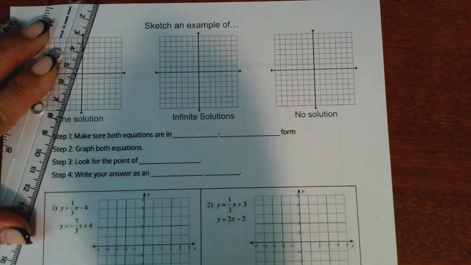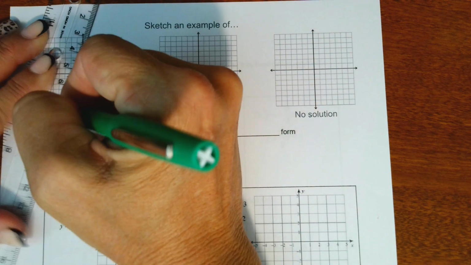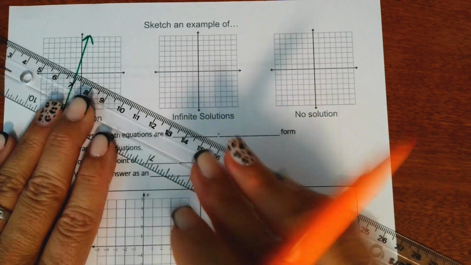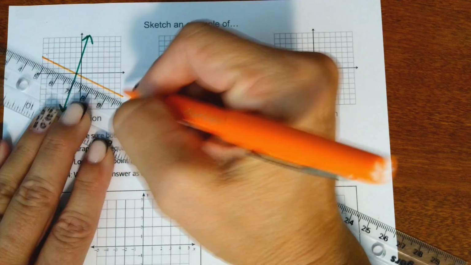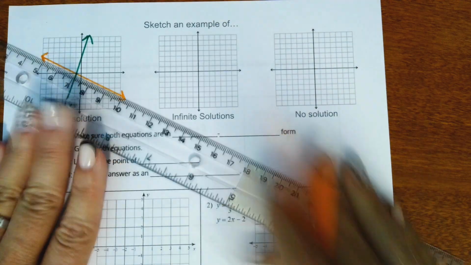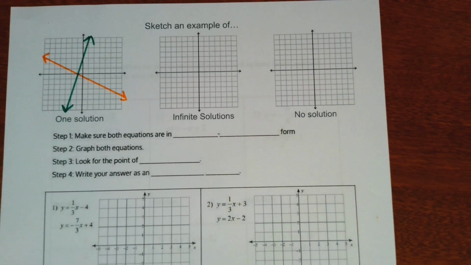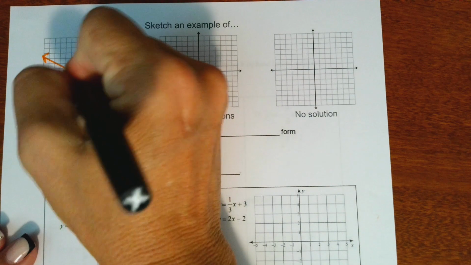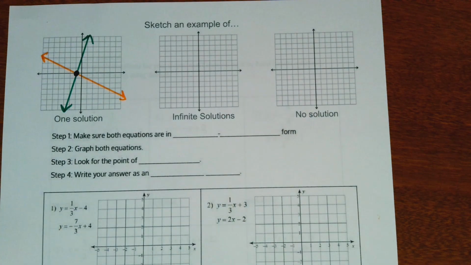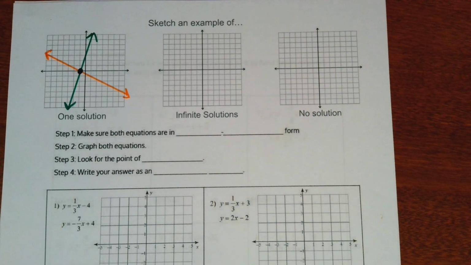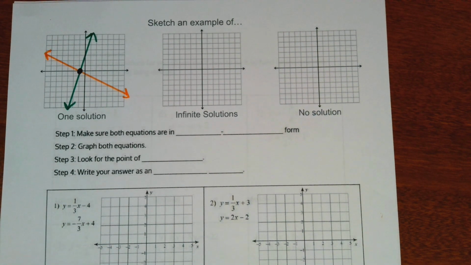So I don't need anything specific. I'm not going to mark specific y-intercepts or specific slopes. All I'm going to do is draw two lines, and these two lines just need to intersect one time. Okay? There are a lot of different possible answers here. So everybody does not have to have the exact same system. Mine happens to intersect at (-1, 0). Okay? All right, next one, infinite solutions.